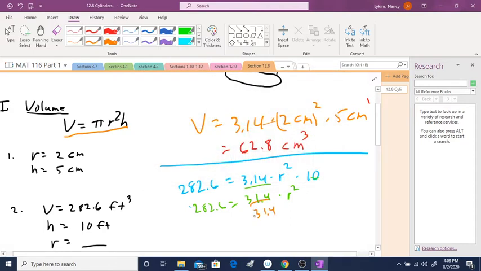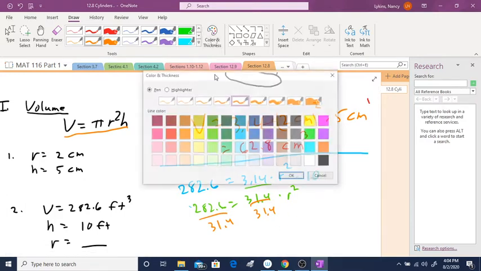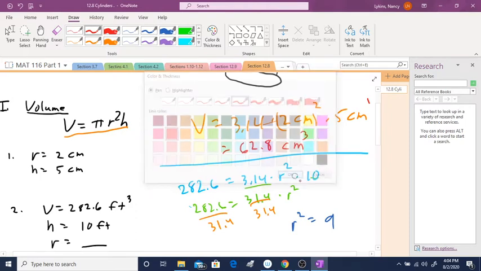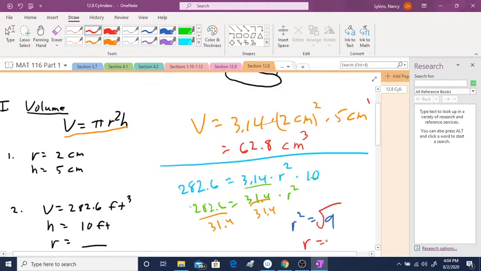Divide by 31.4 on both sides, and you should come up with radius squared equals 9. You take the square root, r equals 3, and our unit is feet. Okay, now once again, at any point in this video, you can pause it and see how I'm working this out. You can always go back and review this as many times as you want.